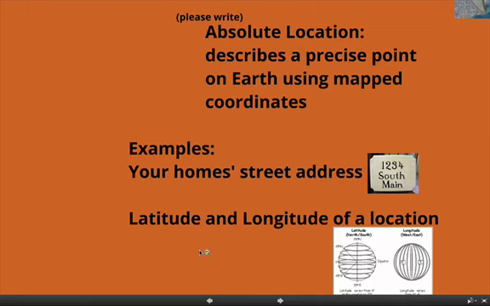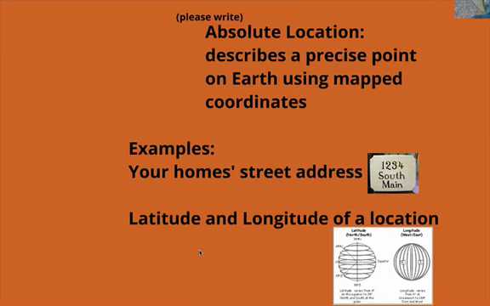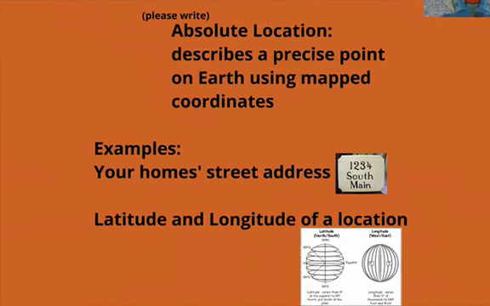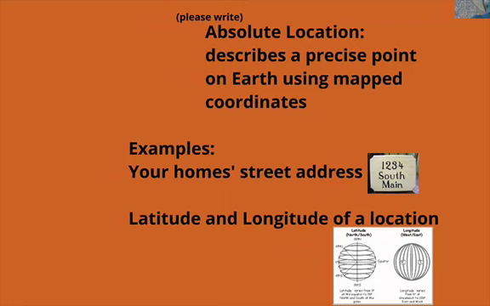But for right now, you just need to know the difference between relative location and absolute location. So again, remember, relative location is when we describe something by using another familiar feature. So I live by the park. Where geographers tend to focus more on absolute location, where we're using exact or precise numbers in order to locate something on a map. And usually these would be a street address or lines of latitude and longitude.